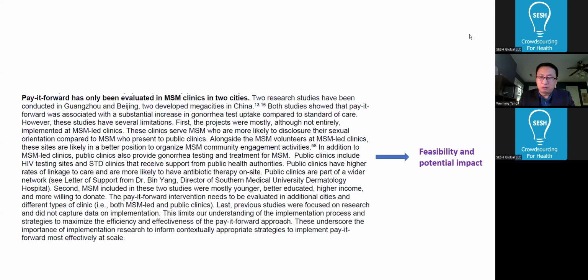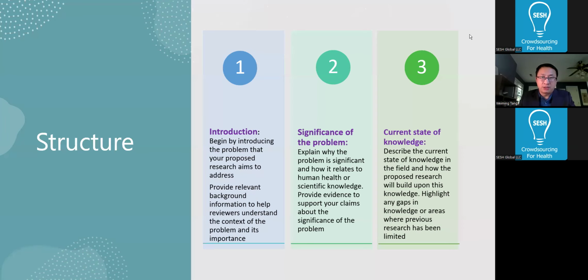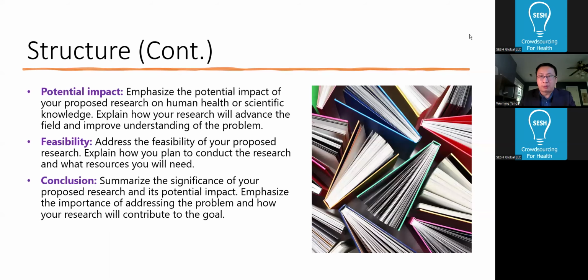At last, you also want to have a conclusion section, but I did not summarize over here. We did not put this into this grant application. We instead put it at the end of the Aims page. But in any way, we usually follow the structure of introducing the problem, introducing the significance of the problem, the current state of knowledge, potential impact, your proposed idea, and the feasibility of the proposed idea, and then conclusion.